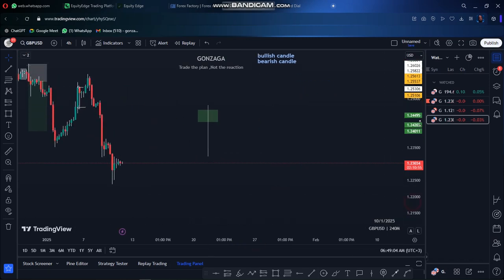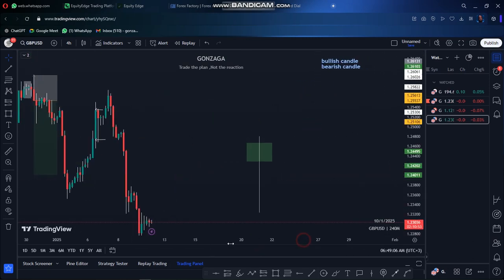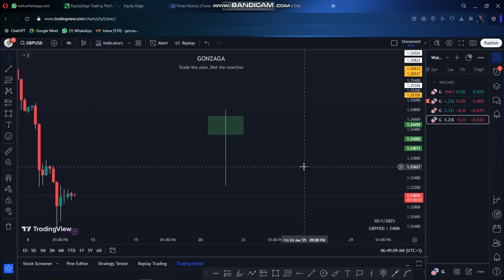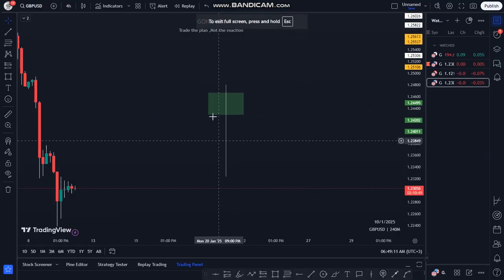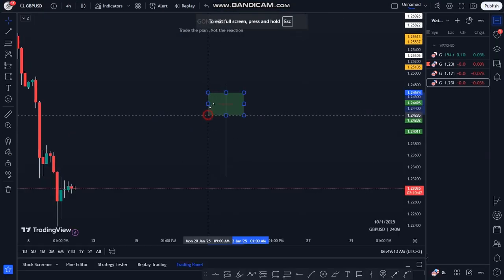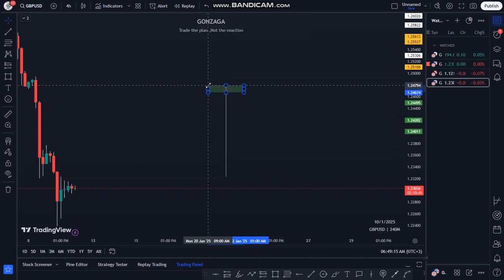Remember, you must know how they print so that you can try to understand what they are saying. This is how a hammer pin bar prints. A hammer pin bar begins from up. It begins by buying, so it goes up.